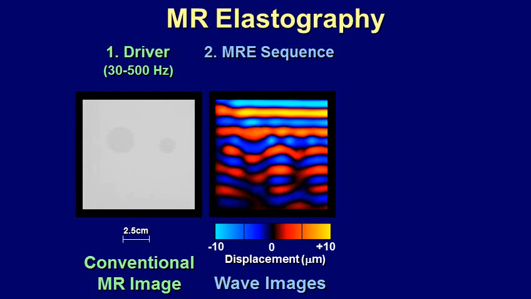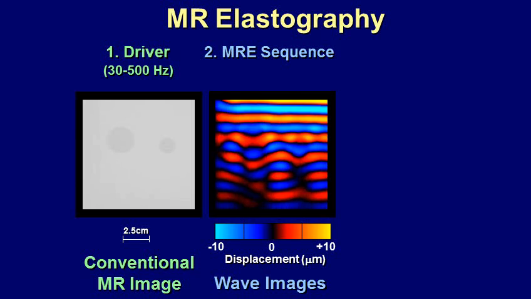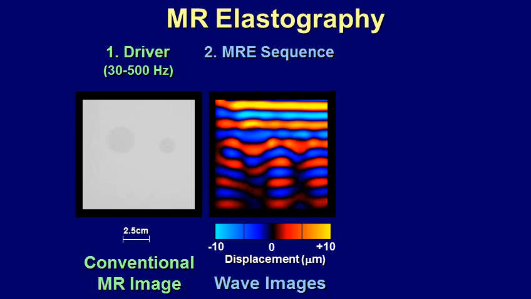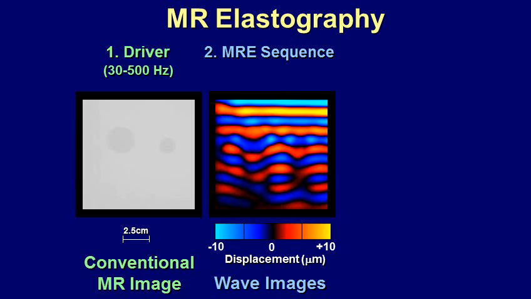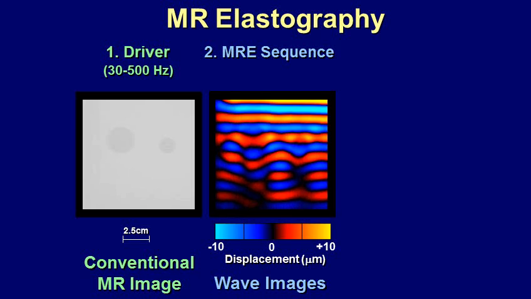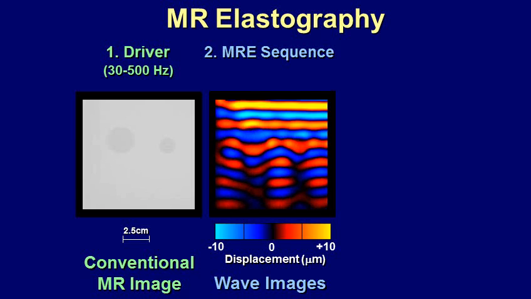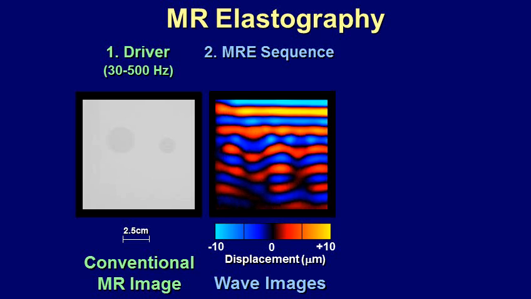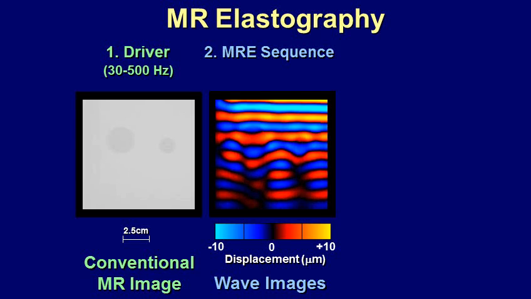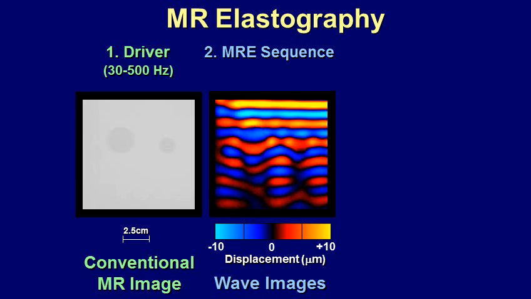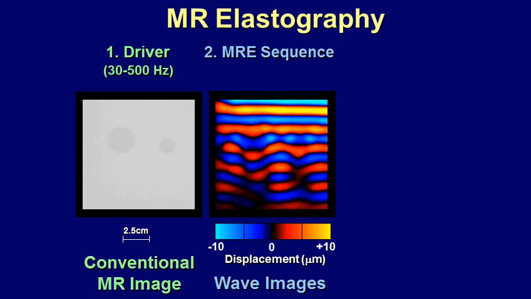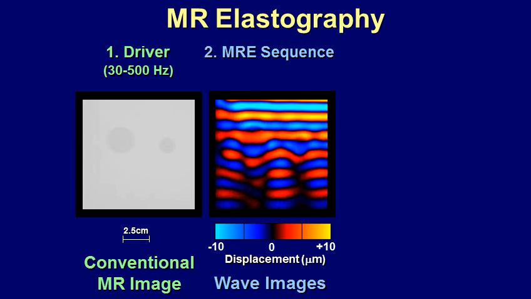A special MRI sequence with cyclic motion encoding gradients is then used to acquire multiple snapshots of the propagating waves, which you see here. The waves move more rapidly through the stiffer inclusions. Notice that the motion is very small here, only a few microns, and yet we see it very well. This acquisition takes only a few seconds.